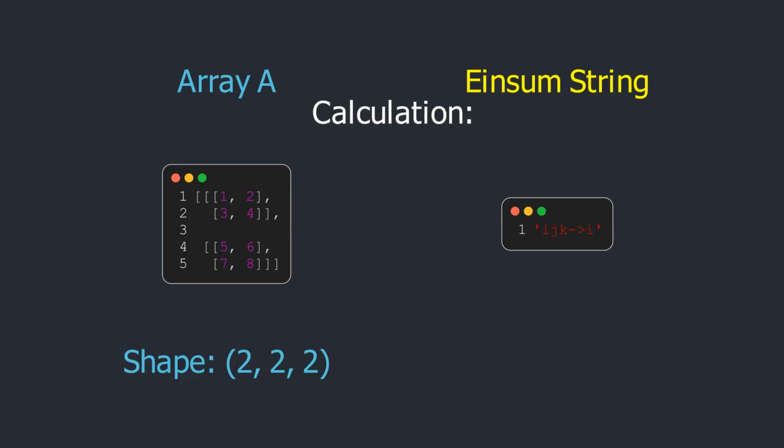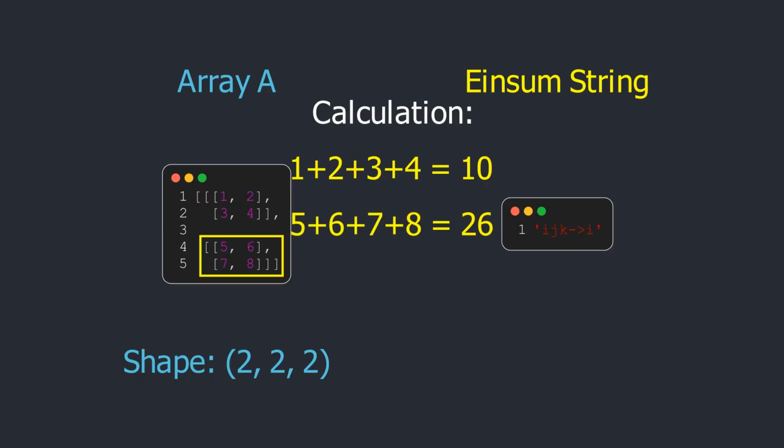Let us trace the math with the concrete numbers. For i equals 0, layer 1, we have values 1, 2, 3, 4. Summing them up, 1 plus 2 plus 3 plus 4 equals 10. For i equals 1, layer 2, values are 5, 6, 7, 8. Sum is 26. So we expect a final result of [10, 26].